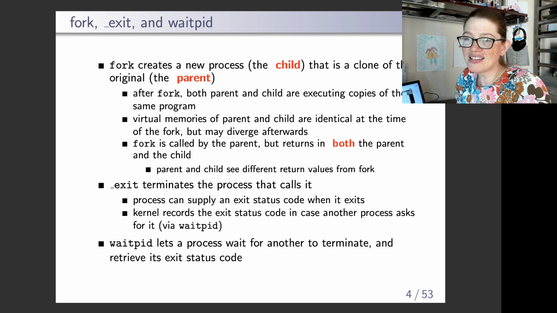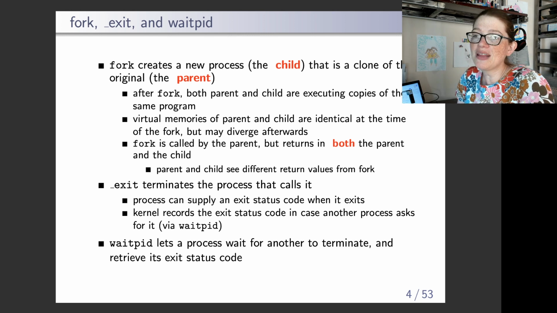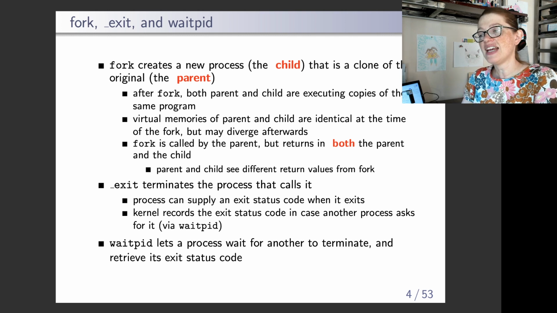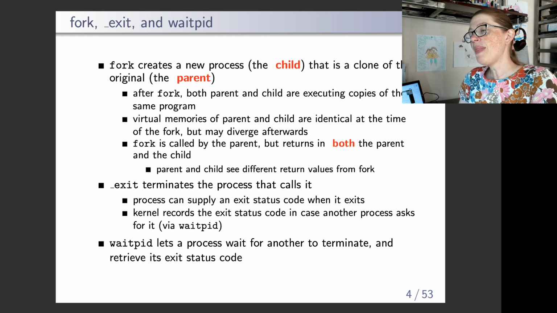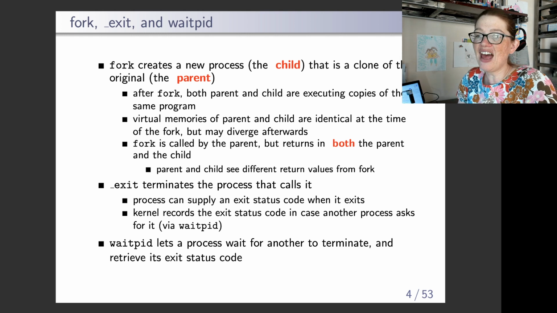Then we have exit and wait PID. And these kind of have to be discussed together. So exit is going to terminate the calling process, which means that if that process has any number of threads, they're all going to be killed. Well, terminated. And then the process itself will be terminated. Now, one of the things that you're going to note is that the exit command in OS 161 and in many systems takes an argument. And that argument is an exit status code.